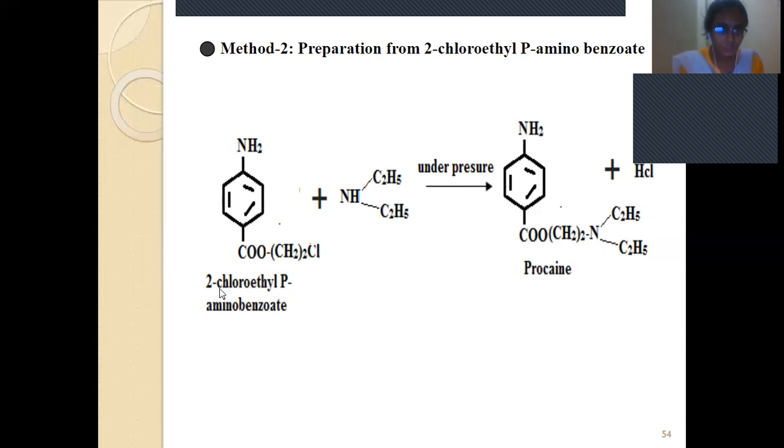See here, 2-chloroethyl para-amino benzoate when it is reacted with diethyl amine, one of the chlorine atoms from the 2-chloroethyl para-aminobenzoate and one of the hydrogens from the diethyl amine is eliminated in the form of hydrochloric acid and the remaining parts are attached to get the procaine.